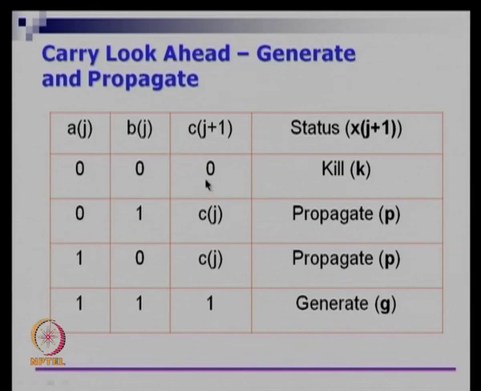So I am going to make c of j plus 1 0, and the condition, I am going to call that condition a kill condition. The kill condition happens when no matter what the carry is, it is going to kill the carry. So you look at stage j, there is some carry that is coming in called c of j. No matter what c of j is, if a of j and b of j are both 0, you are going to kill the carry. So if the incoming carry is 1, it gets killed, it becomes 0. If the incoming carry is 0, it still gets killed and the output is 0, the carry output is 0.